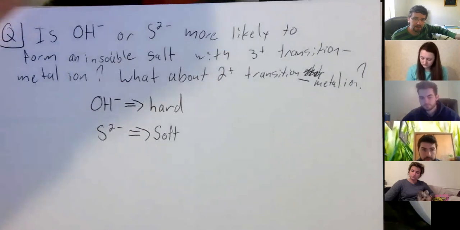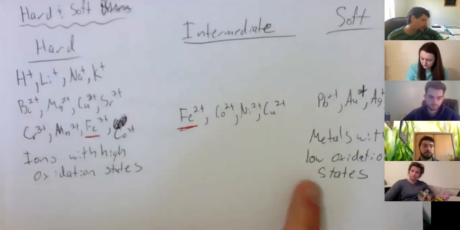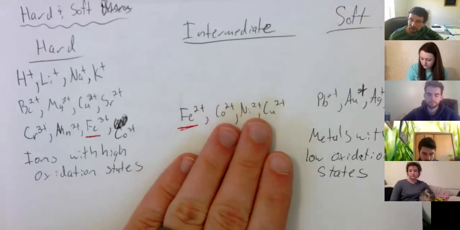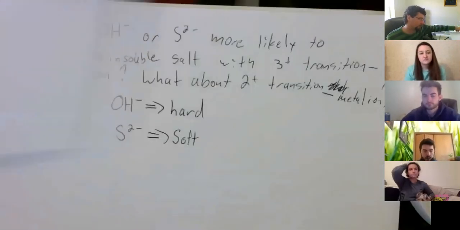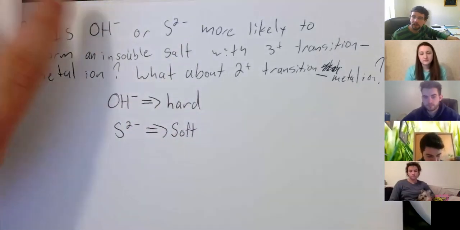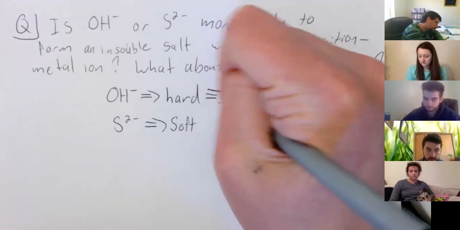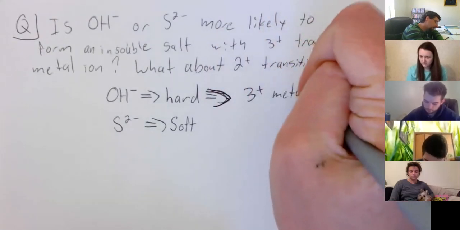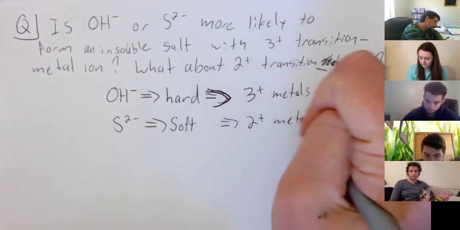So if we go back to this, you guys said the 2+ were intermediate, right? And the 3+ were hard. So what's going to go well with the OH minus then? Another hard substance, 3+ metals. Or S2 minus, that'll be 2+ metals.